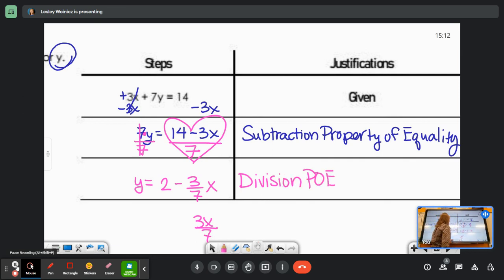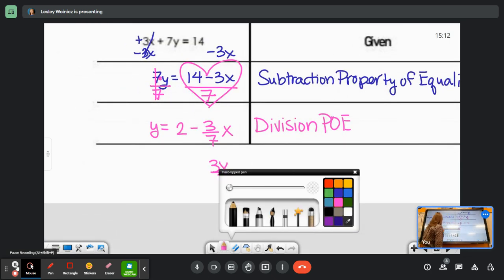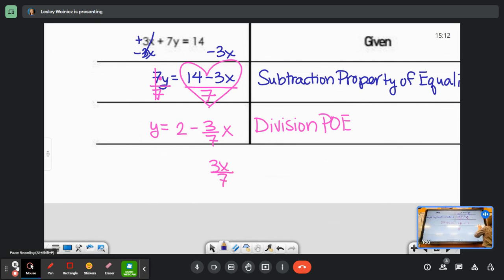Now, I know it's kind of weird to get an answer that looks like the one we just got, but do any of you remember from last year y equals mx plus b? Okay, so if I do a little bit of a flipperoo here, do you see that I would have y equals negative 3 over 7 x plus 2, where the b, the 2, is the y-intercept, and the negative 3/7 is the slope?